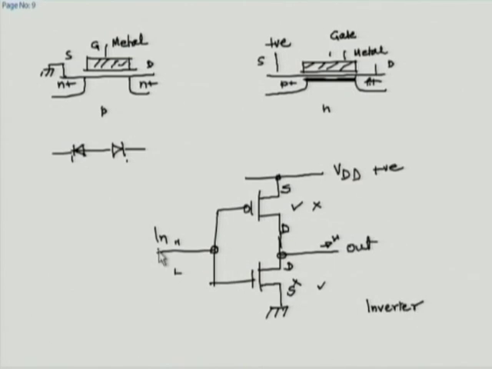When the input is high, the output is low, because this transistor is on, this is off. When the input is low, this transistor is off, that transistor is on, and as a result the output is high. So the output is in an opposite state to that of the input, and therefore this is called an inverter. It converts 1 to 0, 0 to 1. Let us look at the transfer characteristics of this.